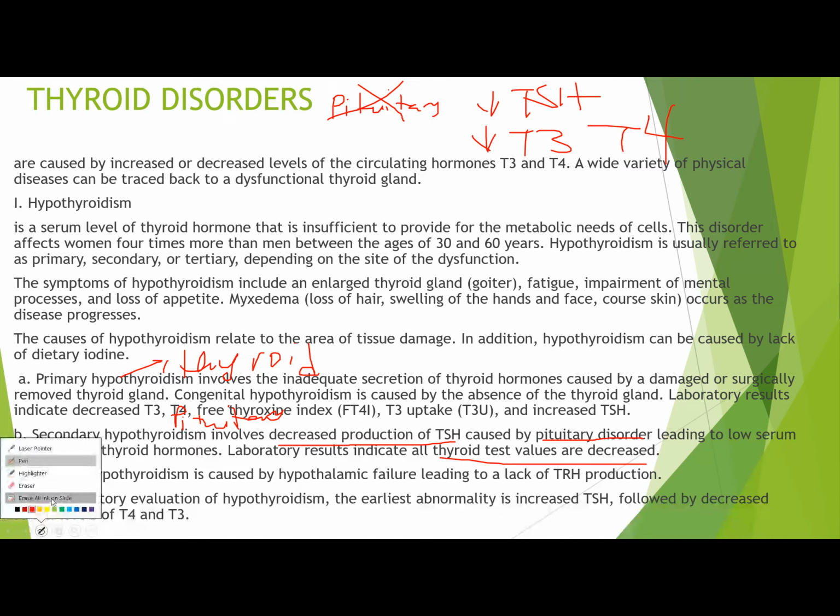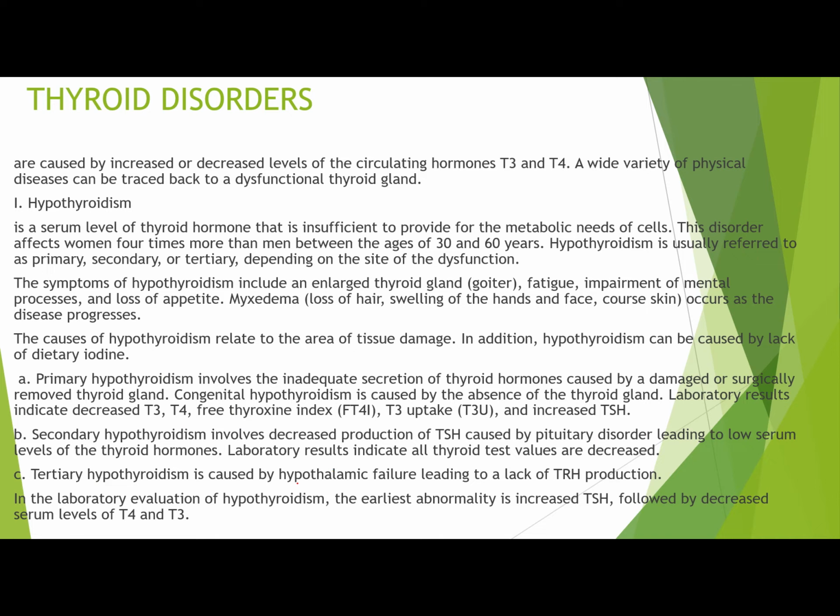So, yun yung tandaan niyo about secondary. Lahat mababa class. Sa tertiary naman class, this is related to the hypothalamus. So, again, sa primary, ang may problema, the problem is with the thyroid. Sa secondary, si pituitary. Sa tertiary is si hypothalamus class. And ang problem naman sa hypothalamus is that there would be a lack of thyrotropin releasing hormone. In the laboratory evaluation sa tertiary is that there would be decreased TSH followed by decreased levels of T3 and T4.